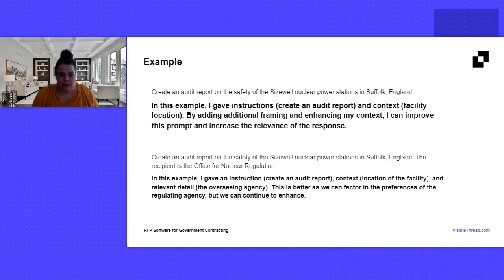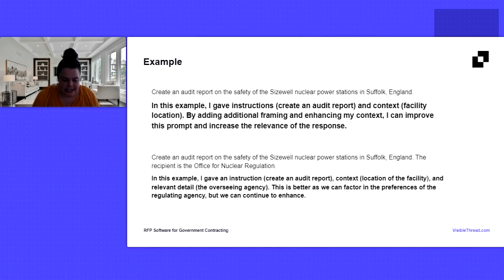So a quick example. I want to talk through a very basic prompt and, using the framework that we just laid out, how you can elaborate on that to get to a better first draft or a better start. So I have a very simple prompt here: create an audit report on the safety of the Sizewell nuclear power stations in Suffolk, England. In this example, I gave instructions, so I want to create an audit report, and the context, so this is where the facility is located.